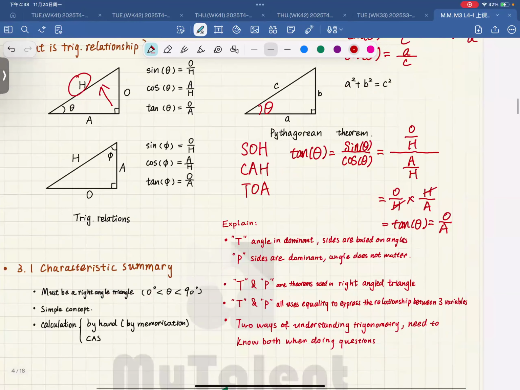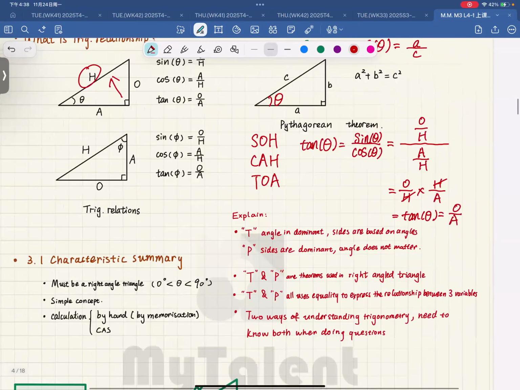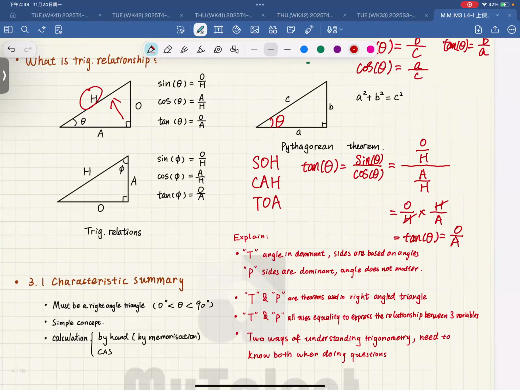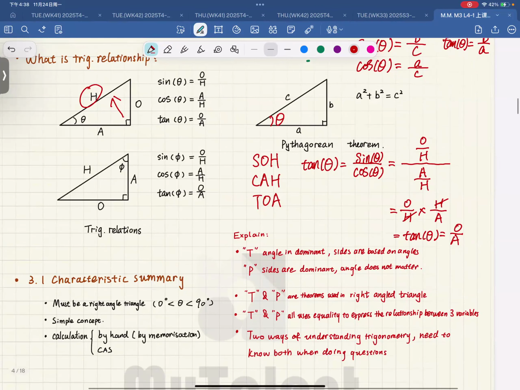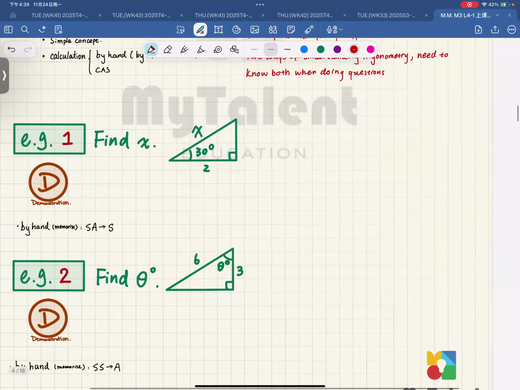All right, so the trig relationships describe the relationship between angle and sides, okay? Pythagoras theorem describes the relationship between the sides. You cannot use the Pythagoras theorem to find the angle. It's the relation of three different sides. All right, now let's do this together.